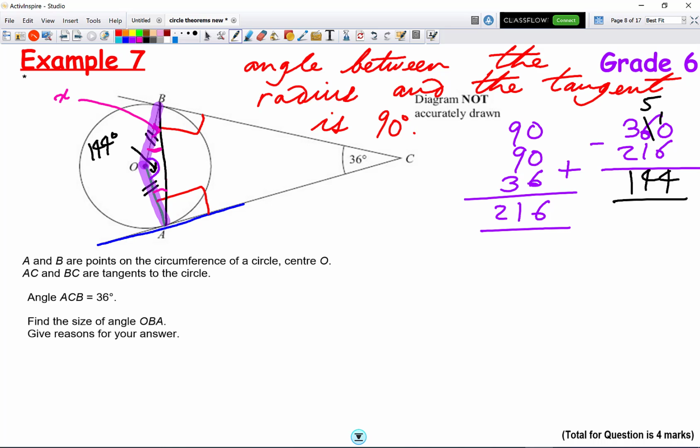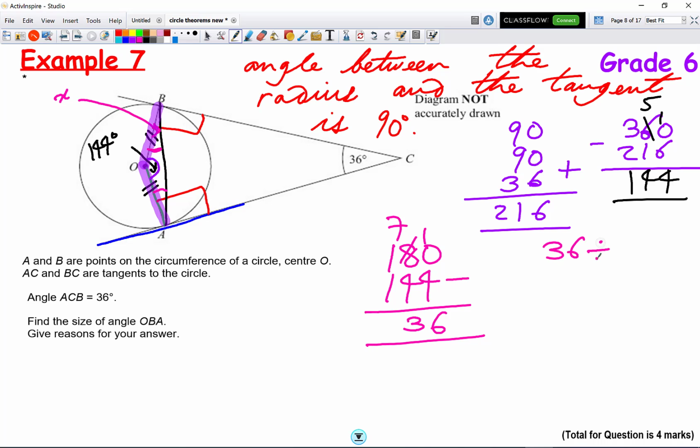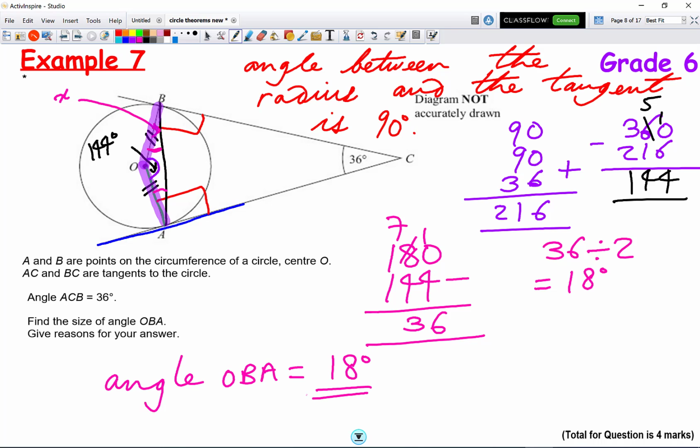So we can do 180 minus 144, so that will give me 36. Both of those angles add up to 36, so we're going to do 36 divided by 2, which is 18 degrees. So we can now say that angle OBA equals 18 degrees.